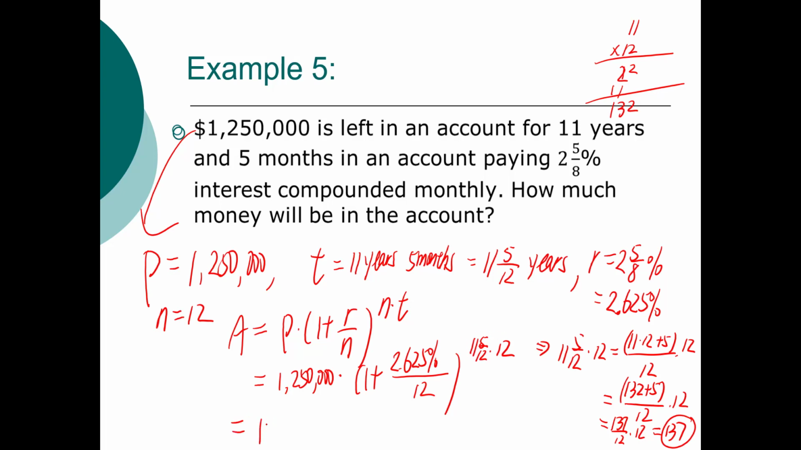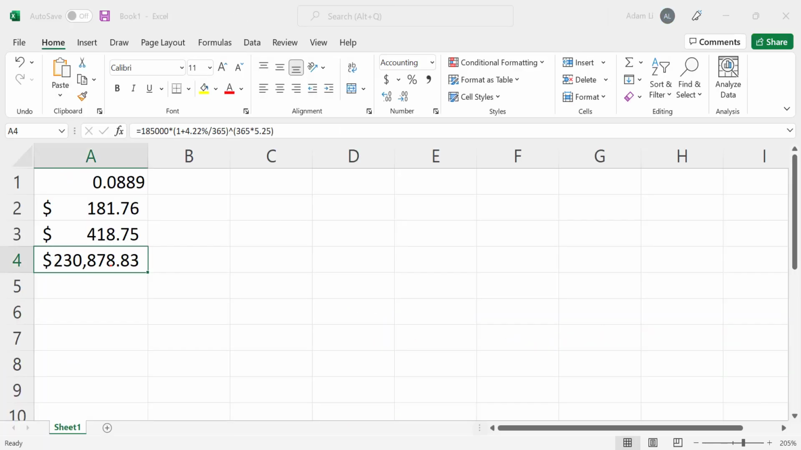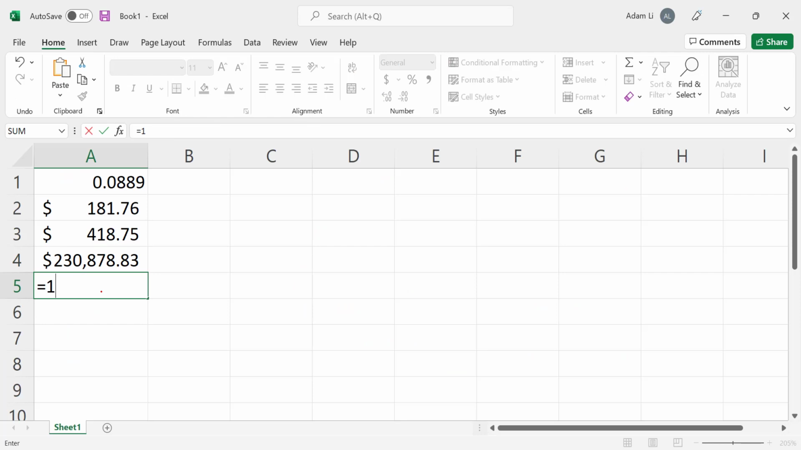So this is 1,250,000 times 1 plus 2.625% over 12, raised to the 137 power. Let's see what this is. Go to Excel. So we get 1,250,000 multiplied by 1 plus 2.625% over 12 and raised to the 137 power. And then we should get a result right away.